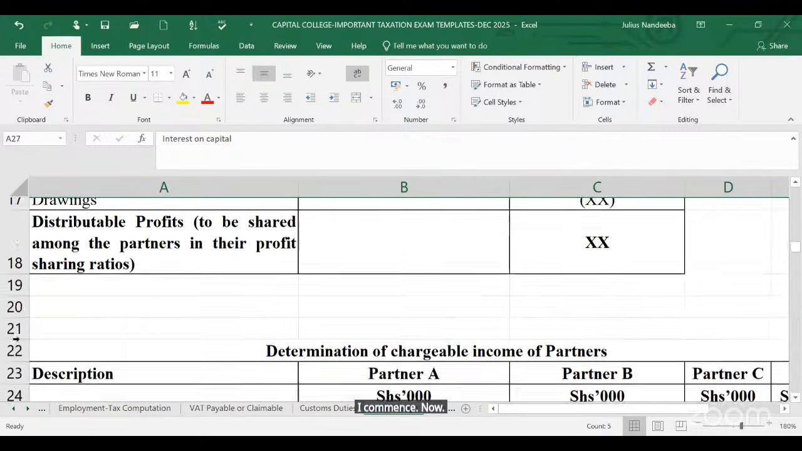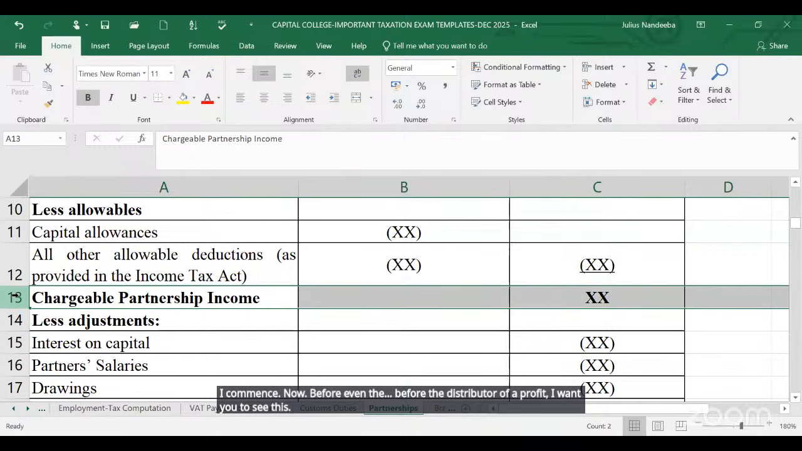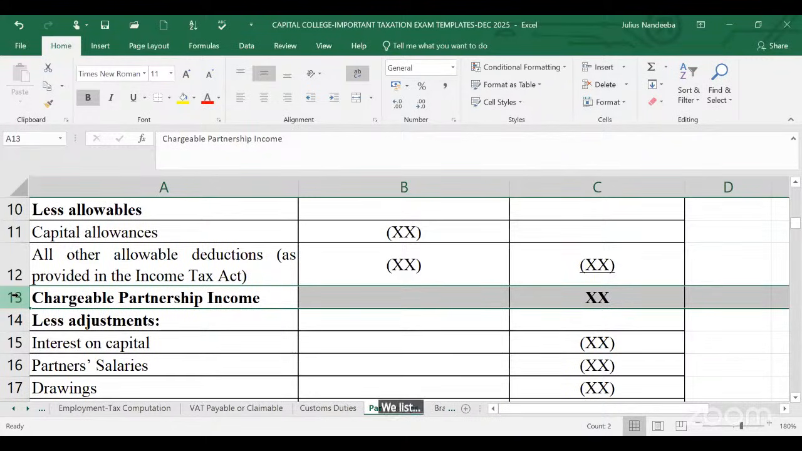Now, before the distributable profit, I want you to see this. When we reached chargeable income, when we are doing the company, what did we do? We list carry forward losses. Anyway, where are you going to get them anyway? We do not have carry forward losses with partnerships. Partnerships don't have carry forward. Why? Because whatever the result was last year was distributed among the partners. So we had nothing to carry forward. So you never have carry forward losses.